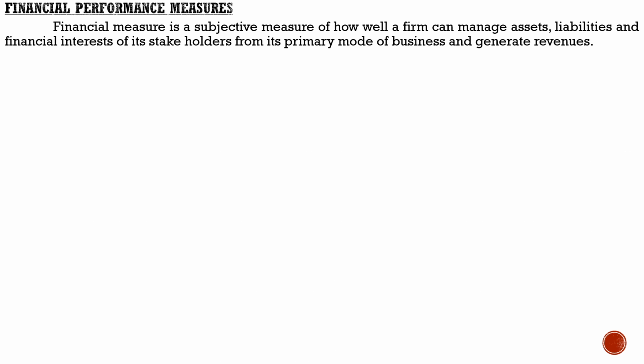Financial performance measures. It is the most common pattern for measuring the performance. For evaluating performance, it is quite essential to measure the financial performance. The financial performance is a subjective measure of how well a firm can use assets from its primary mode of business and generate revenues. The term is also used as a general measure of a firm's overall financial health over a given period. The financial performance identifies how well a company generates revenue and manages its assets, liabilities, and the financial interests of its stakeholders.